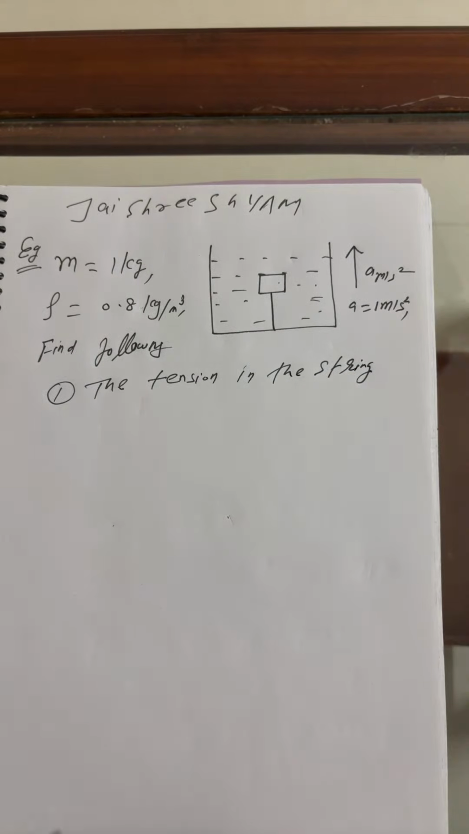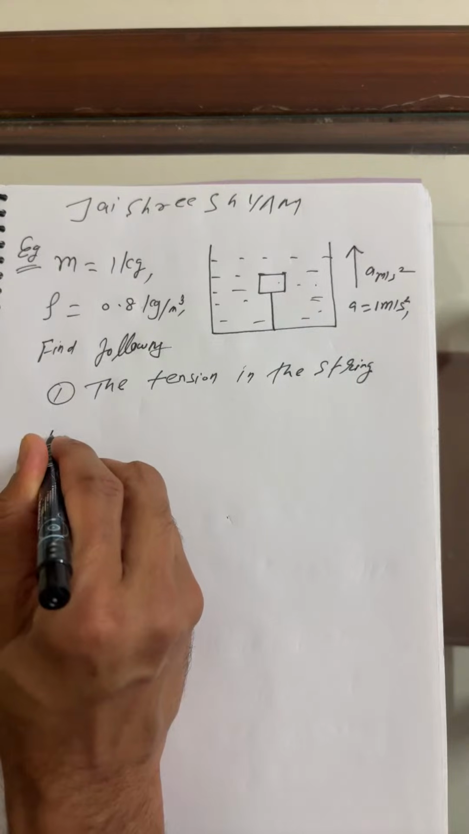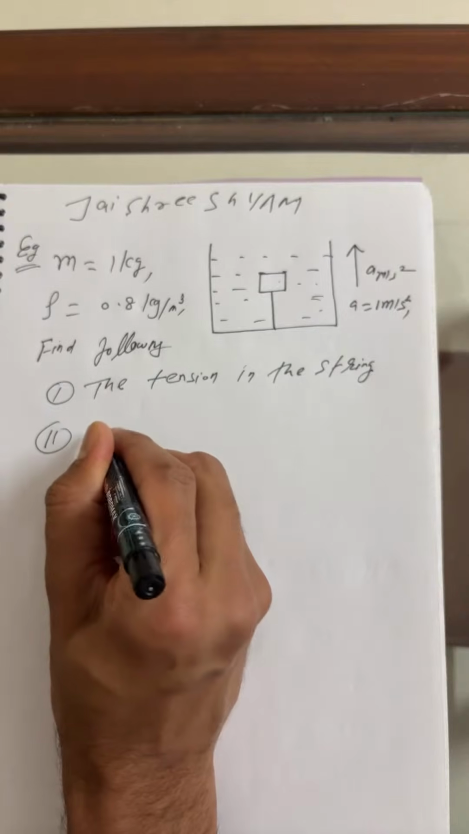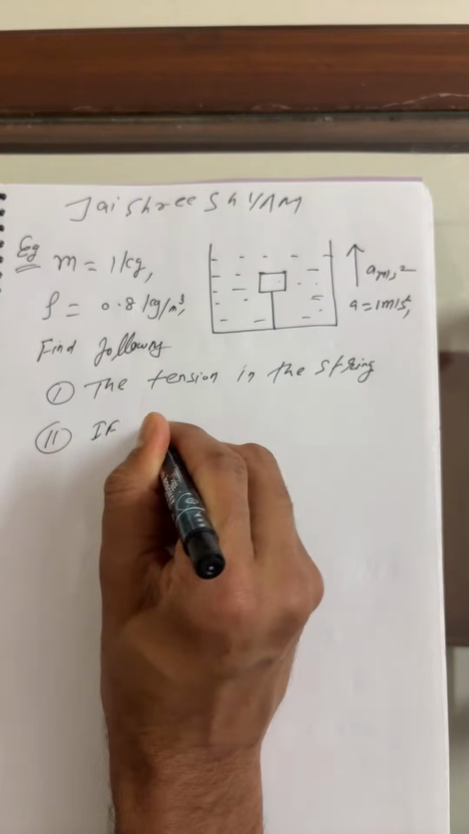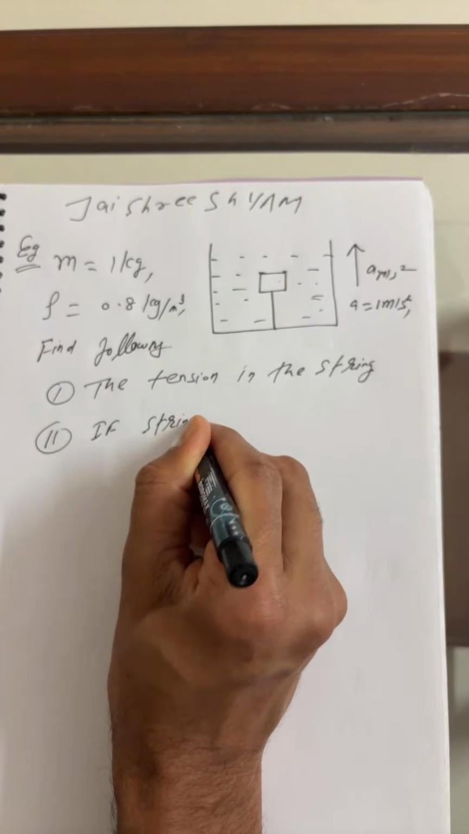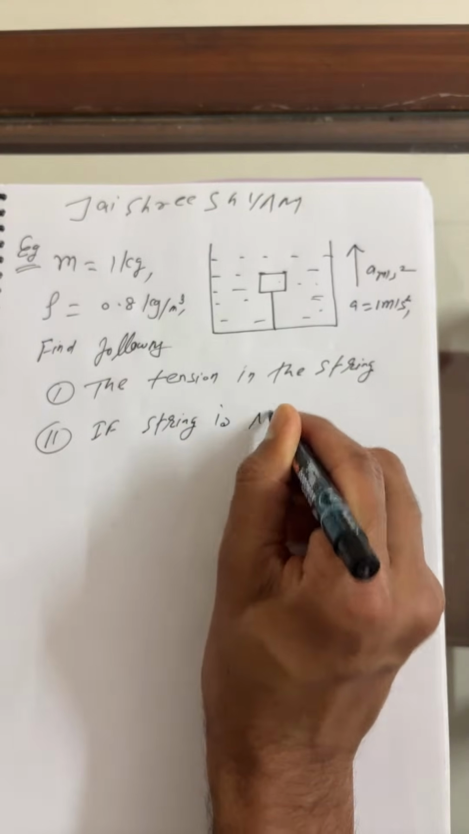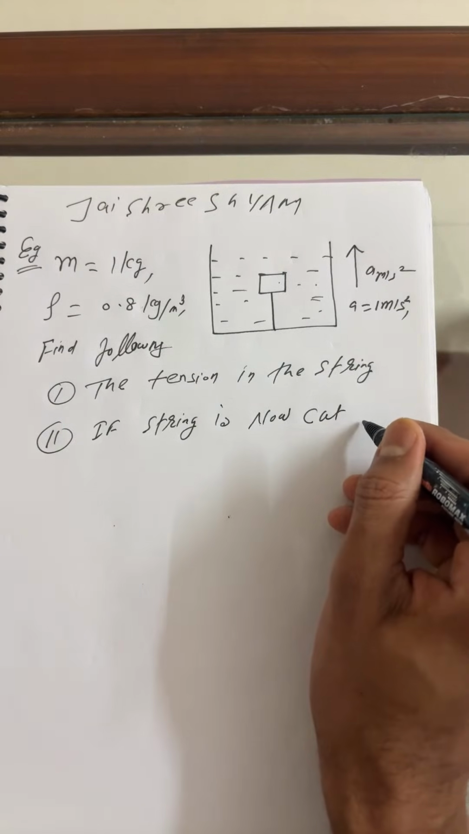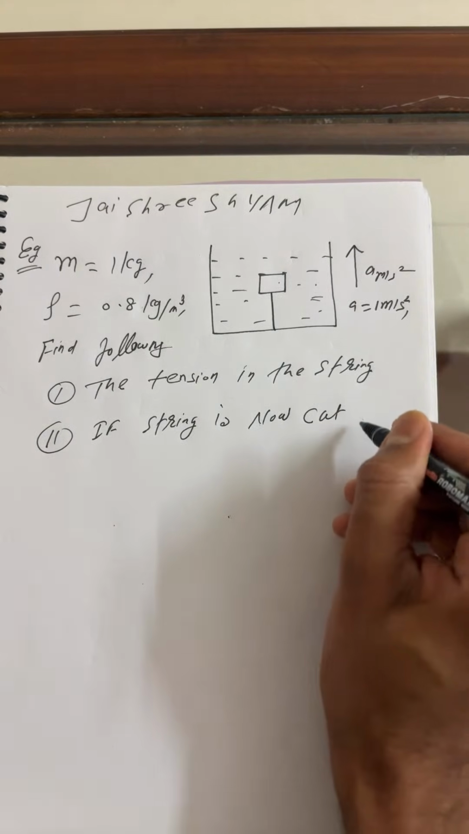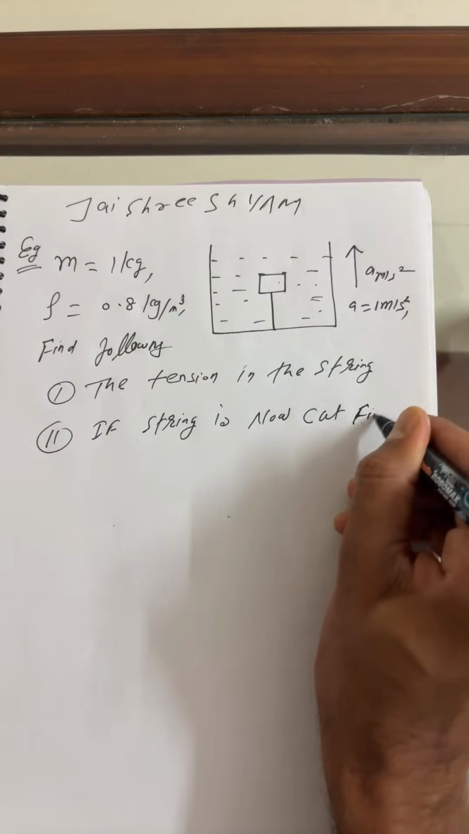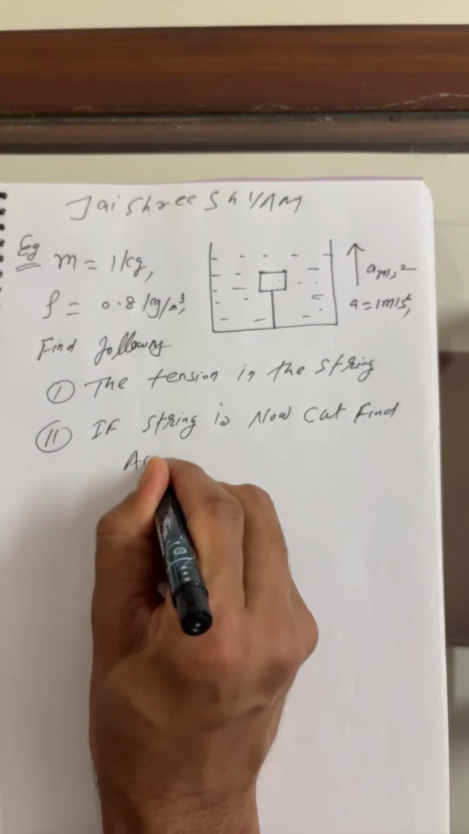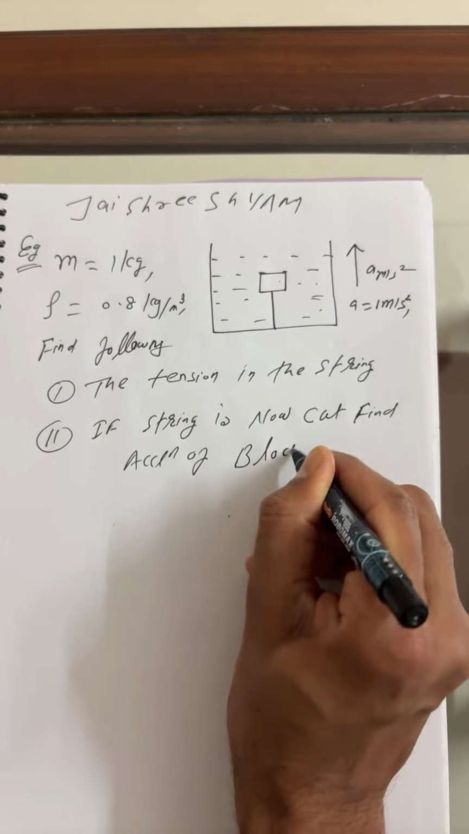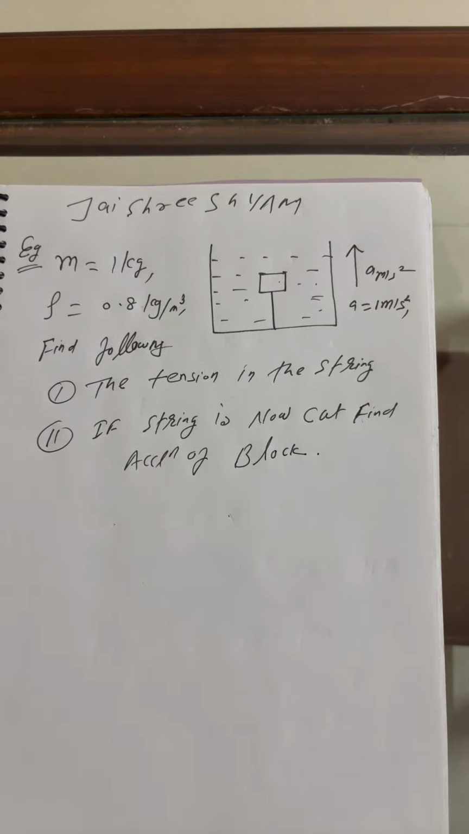The tension in the string. Now in part 2, what do you have to find? If the string is now cut, oh, interesting question here. If the string is now cut, find the acceleration of the block. Okay, this is the question.